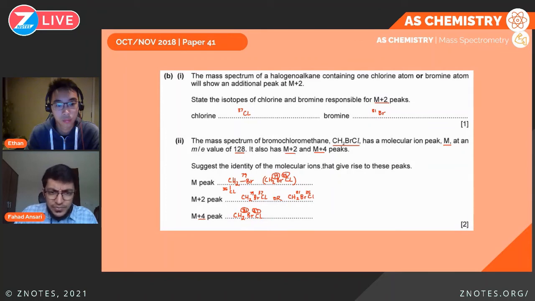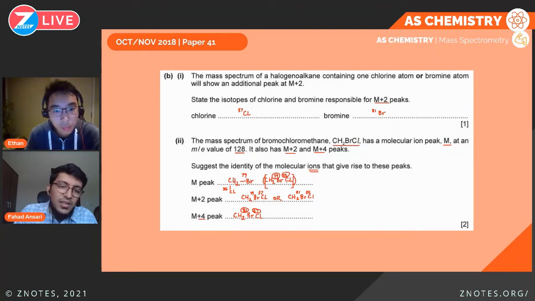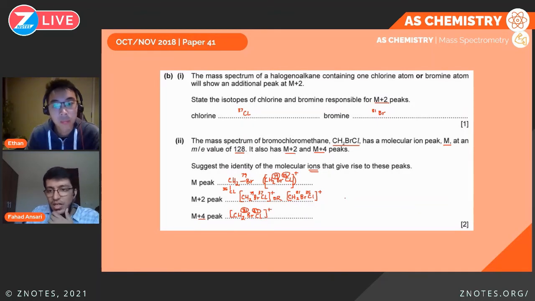And by the way, it says molecular ions. So just to be absolutely sure that you've nailed this question, write square brackets around the molecular ion and have a plus charge in the superscript on the right. So over here, square brackets, positive charge, because all molecular ions or fragments or atoms are converted into plus one ions in a mass spectrometer.